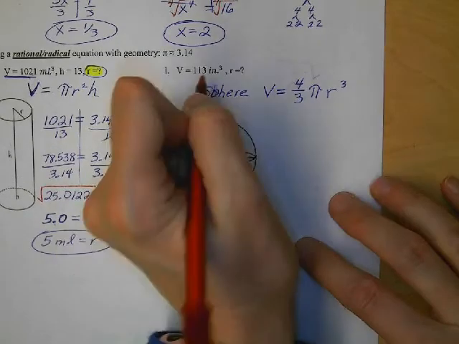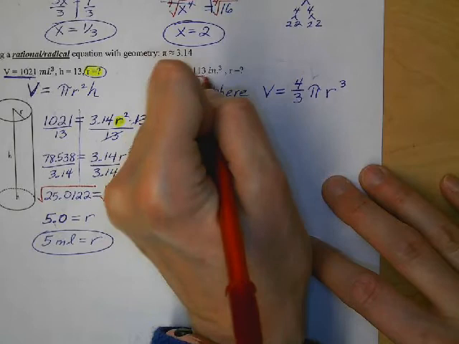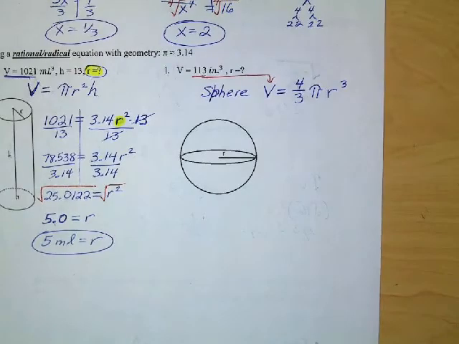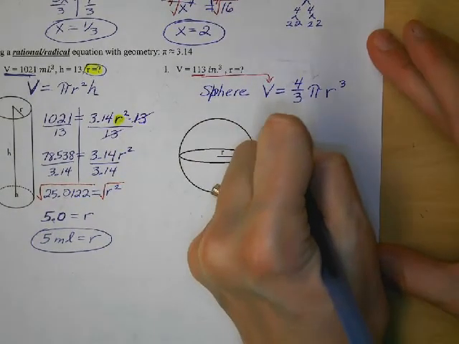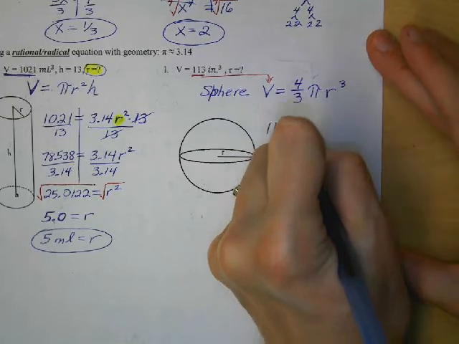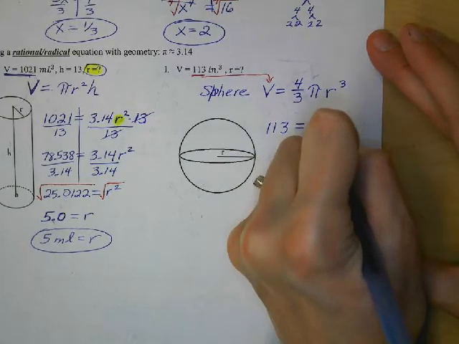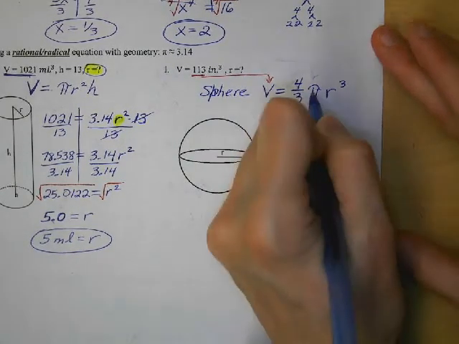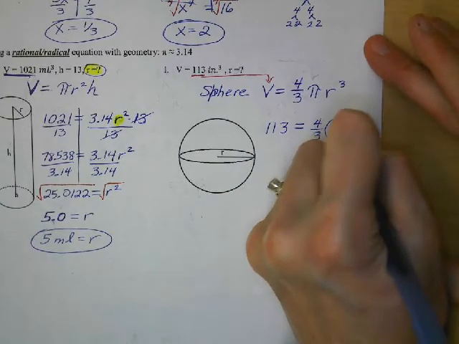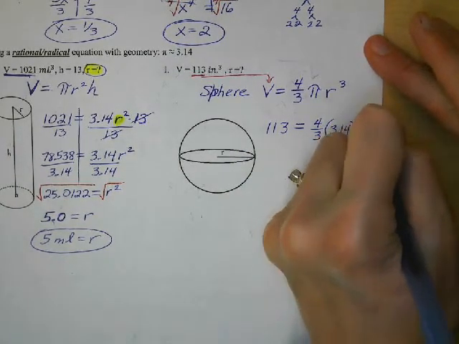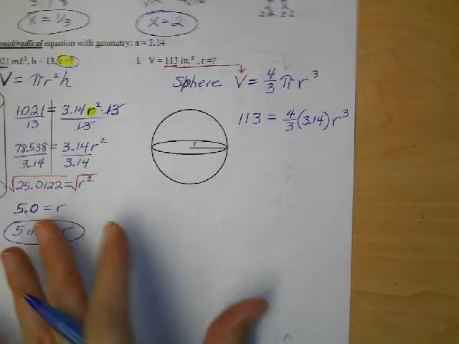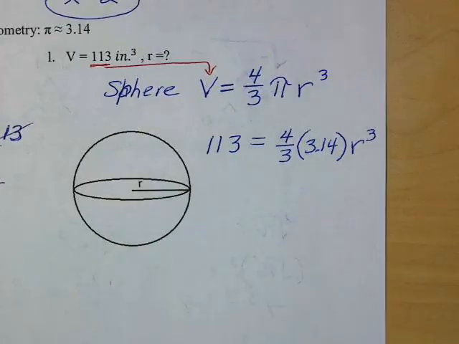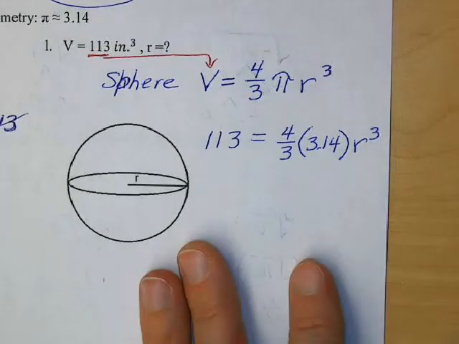Okay, so they give you the v part again. So they're actually giving you the answer, and you're finding a piece that was missing. You're finding the radius. So we know the 113, that's the volume. That's v. Then we got 4/3. And the pi, again, was 3.14. And then we got r to the third power. So it's like working backwards. They gave you the answer and you have to work backwards to find it.